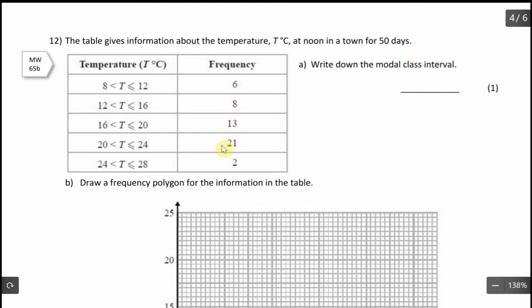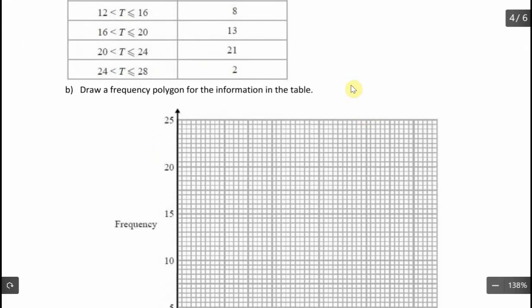Looking down the frequencies here, you can see that the one that has the most frequencies, the most days in other words, is this temperature here, this group, so 20 to 24, but we're going to copy it down exactly as it looks there using this inequality notation.